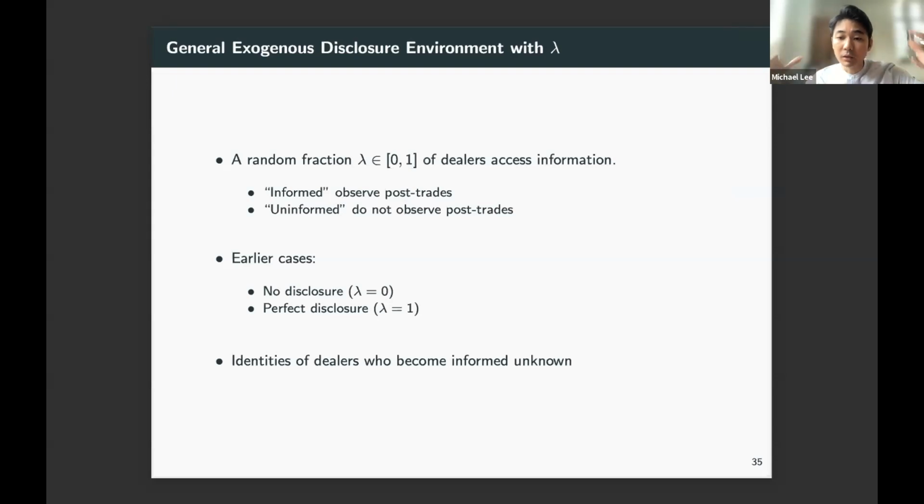Now, we're going to further assume that the identities of the dealers who become informed are unknown. So now we have a larger variety of dealers entering the interdealer market. Not only do they have a particular position going into the interdealer market, but they also might become more informed than others.